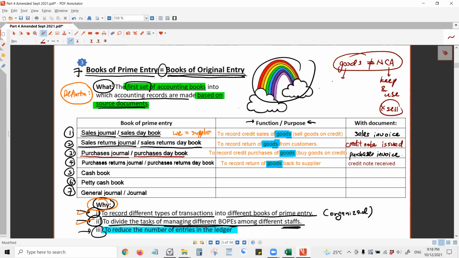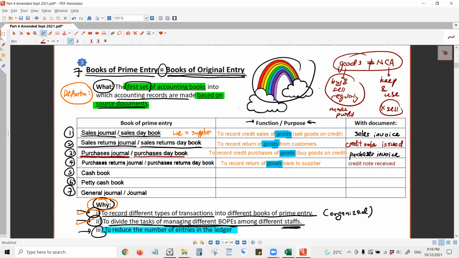Goods are the things that you buy and sell regularly in your business. You don't keep them. You buy and sell to make profit. Agree? Okay. So if you talk about NCA, let's say you buy NCA on credit, say furniture. We buy furniture on credit. Can you record it into the purchases journal? No. Let me repeat. If you buy NCA on credit, you cannot record it into the purchases journal.